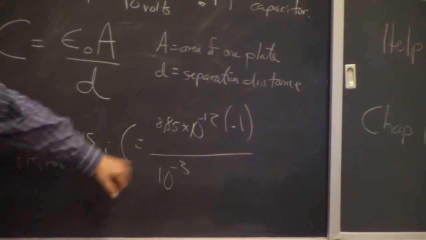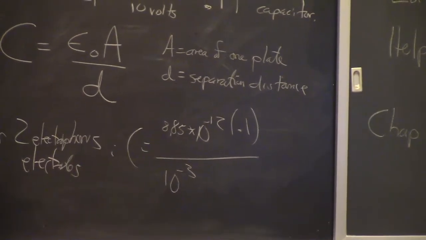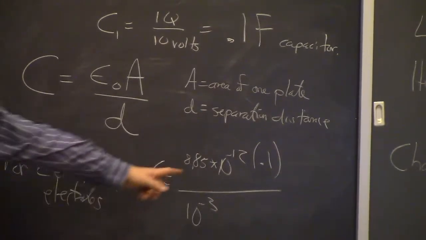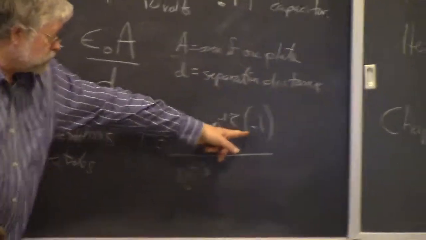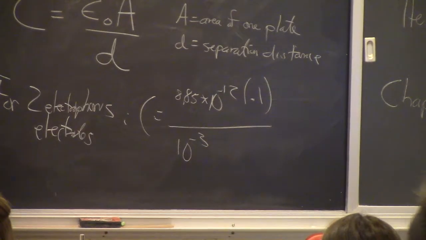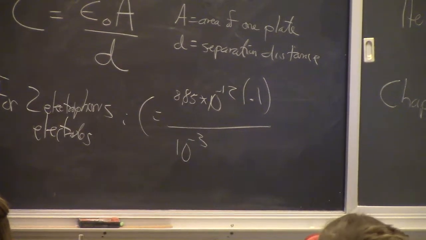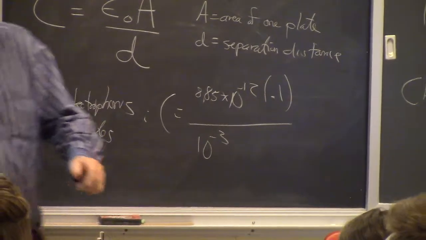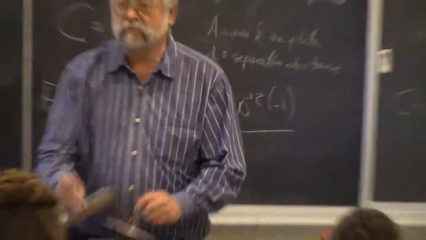So, is this a big capacitance or a small capacitance? Incredibly small. Then we got 10 to the minus 12 times 0.1, that's 10 to the minus 13, divided by 10 to the minus 3, that makes about 10 to the minus 10. Tiny little capacitance. In other words, this doesn't hold very much charge per volt.